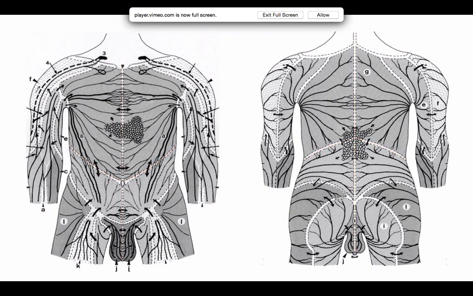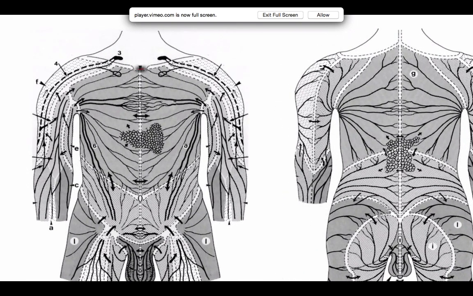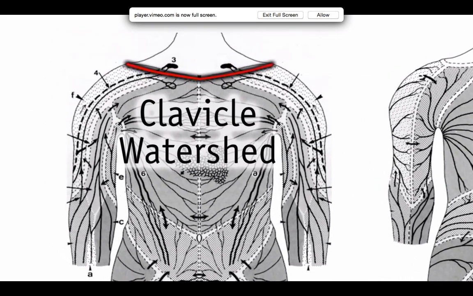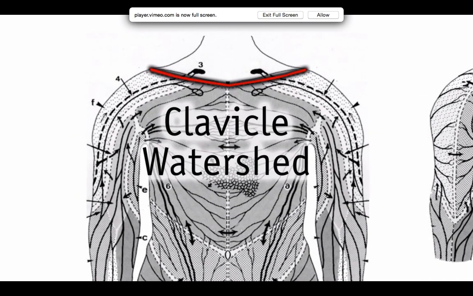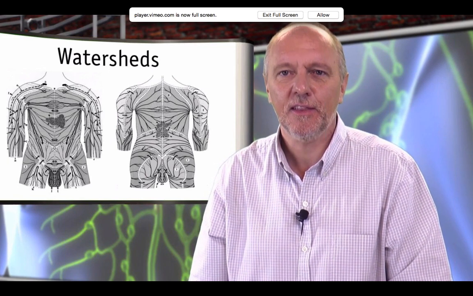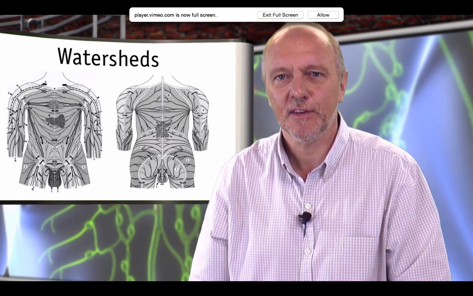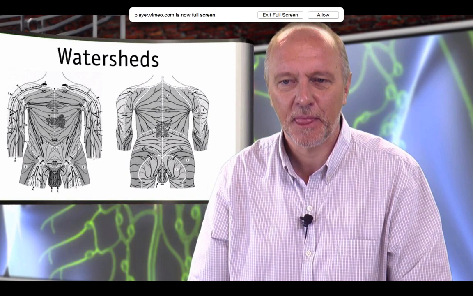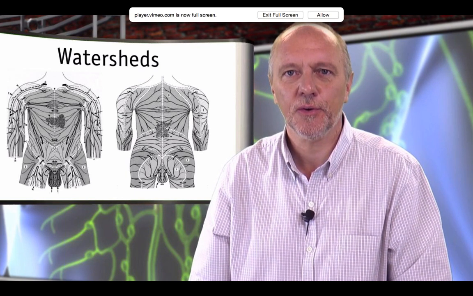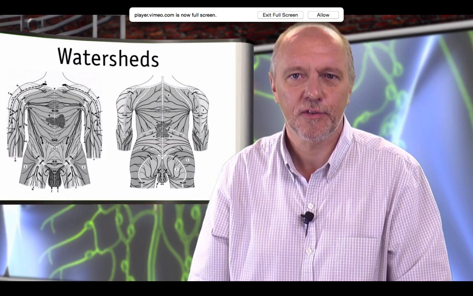These are the most important watersheds, but there are some others which we would also like to discuss. One goes along the clavicle, and it basically separates the tributary regions of the upper trunk quadrants to the head and neck. So the idea is that lymph fluid in the right and left upper quadrants would go to the right and left axillary lymph nodes, respectively, and lymph fluid in the head and neck region would go to the cervical lymph nodes and eventually into the larger lymph trunks.